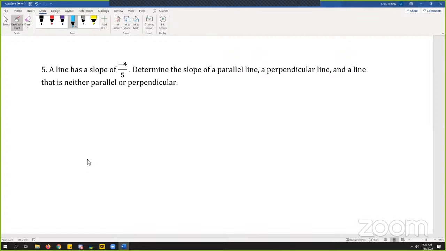Slope is -4 over 5. And it asks you to figure out the slope for a parallel line, a perpendicular line, and a line that is neither parallel nor perpendicular. The slope here is -4 over 5. So if we separate this into 2 sections, we can say parallel. The slope for a parallel line is the same. So it should just be -4 over 5.